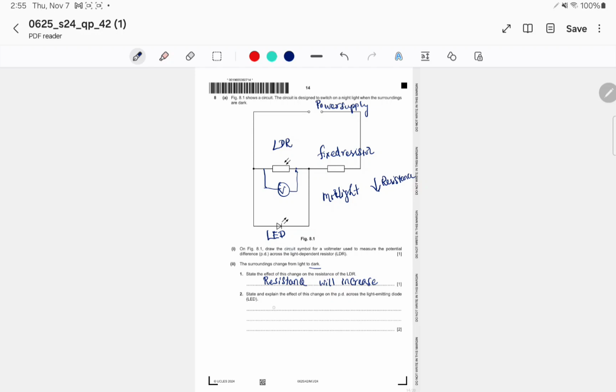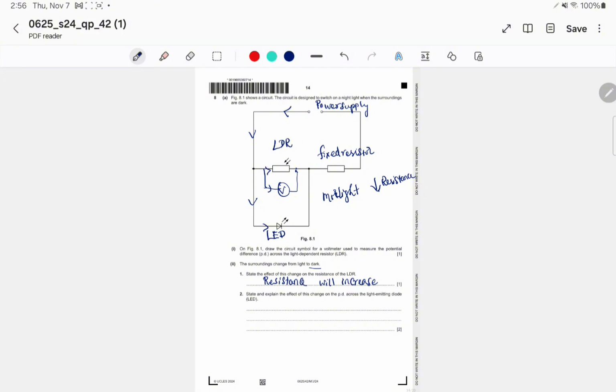Okay, so here next question, state and explain the effect of this change on a potential difference across the light emitting diode LED. Here it is the condition. So we know what is the difference? The potential difference across the LED increases. How? When you start flowing the current, it starts from here at this point. Voltage is same. Voltage will flow same here.